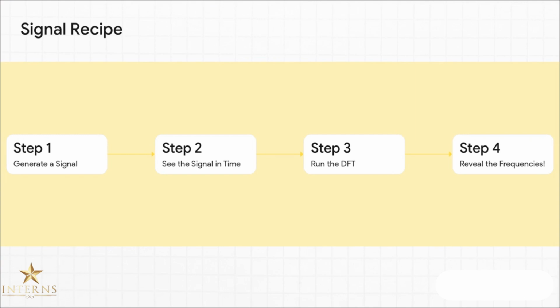It's a really simple four-step process. First, we're going to digitally create a complex signal by just adding two pure sine waves together. Second, we'll look at it in the time domain. And yep, it's going to look like that messy wave from before. Third, we run the DFT. And finally, the magic happens. We reveal the hidden frequencies.